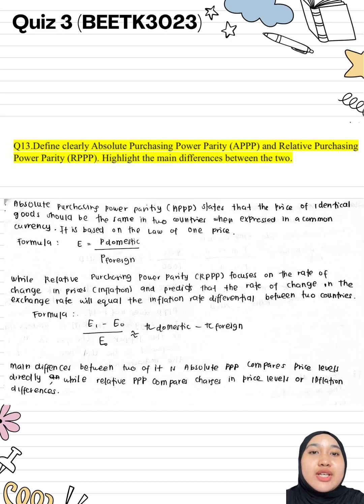So the main difference is absolute purchasing power parity compares price levels directly, while relative purchasing power parity compares changes in price levels or inflation differences. So in conclusion, absolute PPP gives us a theoretical exchange rate today, while relative PPP helps us understand how exchange rates might move in the future due to inflation.